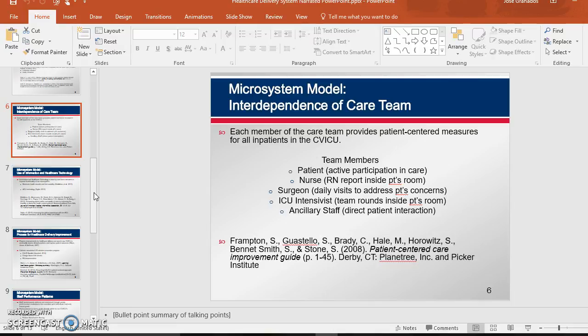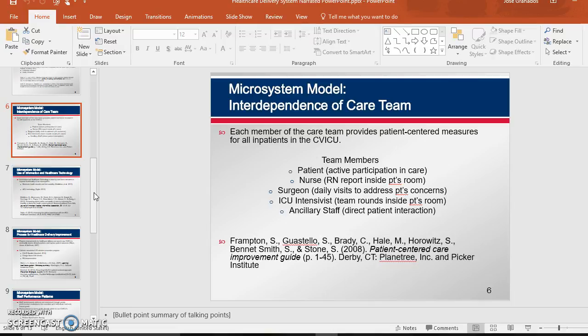The third member is the surgeon. They provide direction on how the patient's care is going to be managed, besides actually doing the surgery, of course. The fourth member is the ICU team. This consists of an intensivist and anesthesia residents, and they, along with the nurse, manage the day-to-day care of a patient. Last but not least is the ancillary staff.